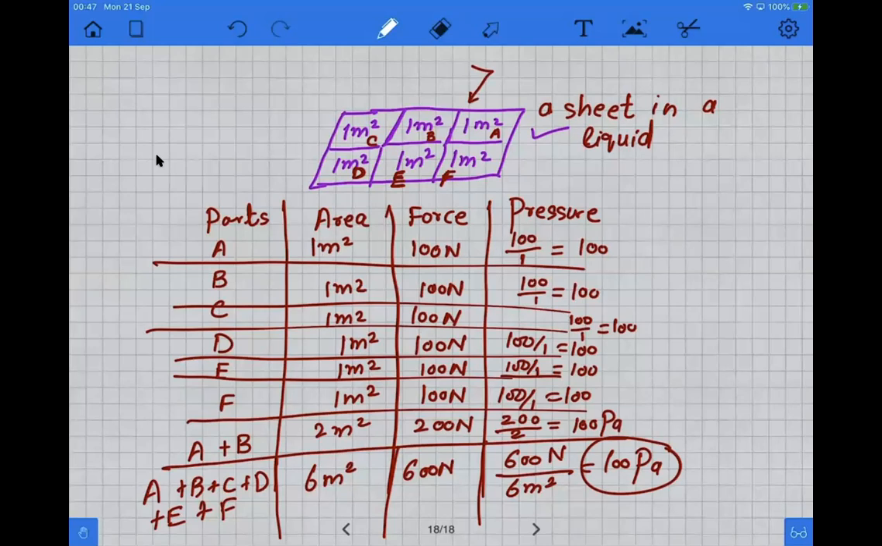So the basic concept that I want to teach here is that the pressure in a liquid depends on the depth of the liquid and not on the area of the surface on which the pressure is exerted.